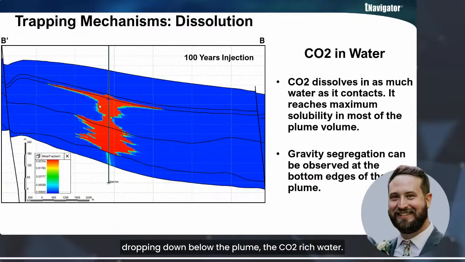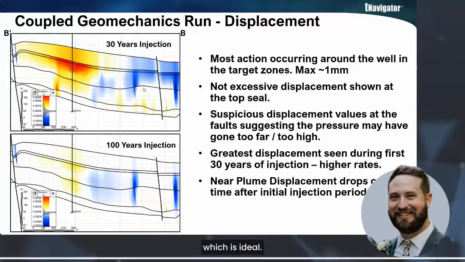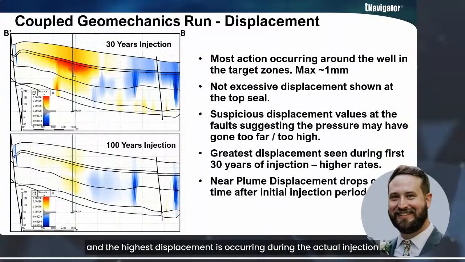Now, during the geomechanics run, we looked at just specifically any potential displacement. And if you look at the legend, the displacement we're measuring here is very small, into the fractions of centimeters. You can see where there's positive displacement and where there's negative displacement. Positive displacement, that's the hot colors. Negative displacement, that's the cold colors. Overall, like I said, not excessive displacement shown at the top seal, which is ideal. It's generally around the plume, and the highest displacement is occurring during the actual injection period because that's when the pressure is going to be the highest.